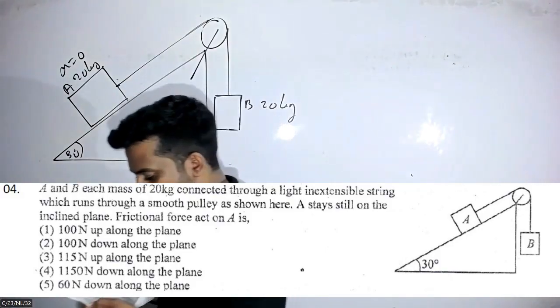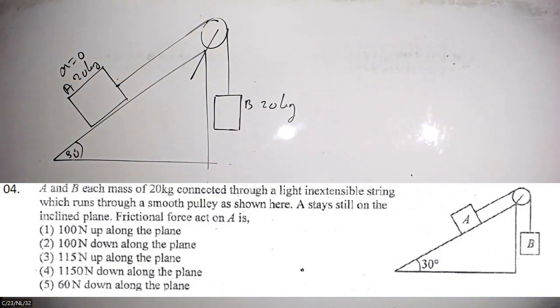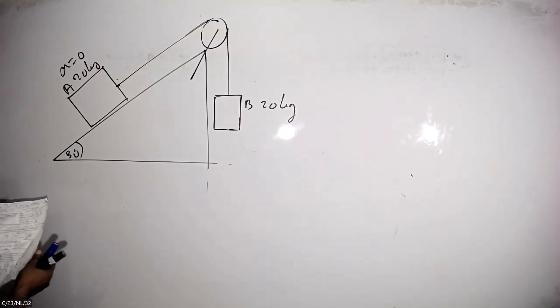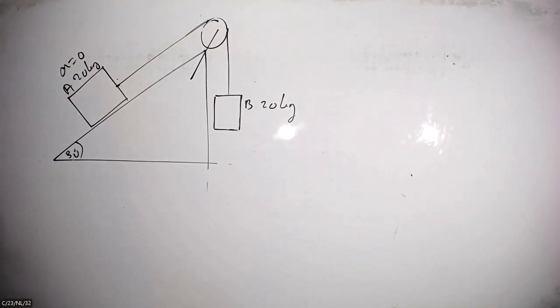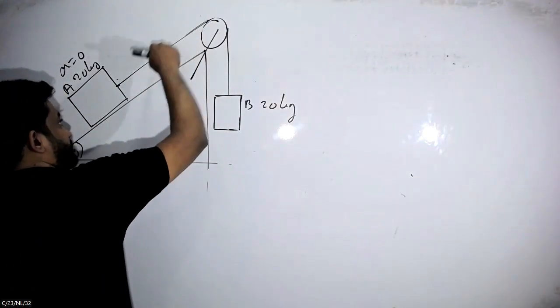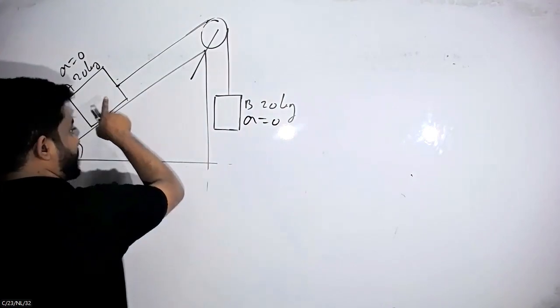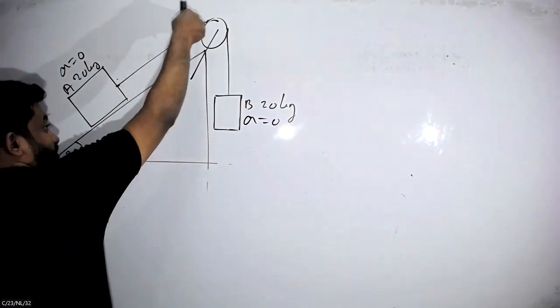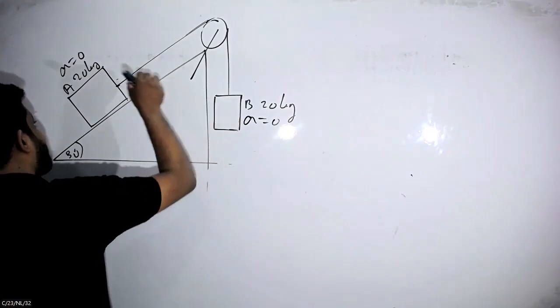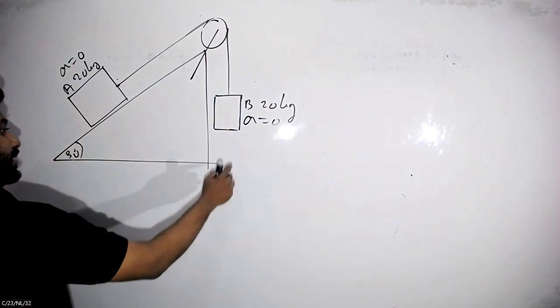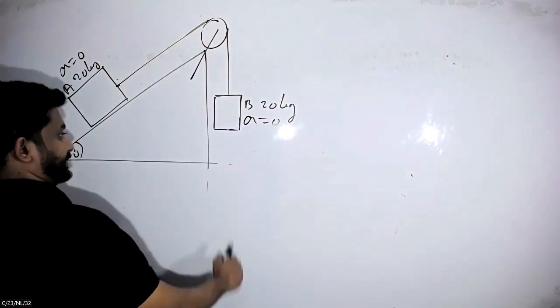Capital A and capital B, each mass of 20 kilogram connected through a light inextensible string, which runs through a smooth pulley as shown here. Capital A stays still on the inclined plane. Today, මෙයාගේ acceleration එක 0 කියලා තියෙනවා. This one is a light inextensible string, inextensible. Therefore, acceleration of capital A should be equal to 0. මෙයා 0 නම් මෙයාත් 0. This string is an inextensible string. එතකොට මෙයා ඇදෙන්නේ නැහැ. මෙයාගේ displacement 0 නම් මෙයාගේ displacement 0 වෙනවා. Therefore, මෙයාත් rest එකේ ඉන්න ඕන. Right?